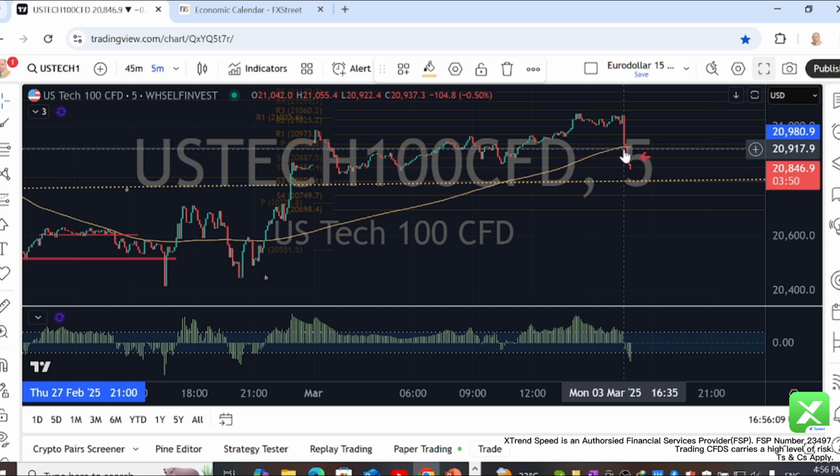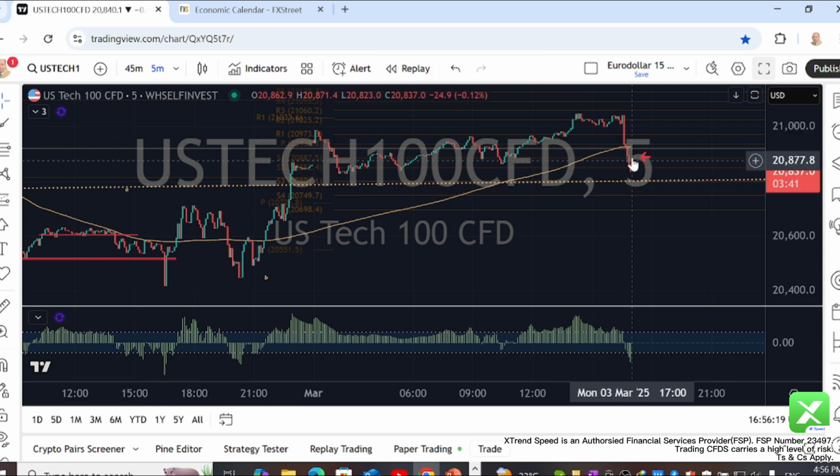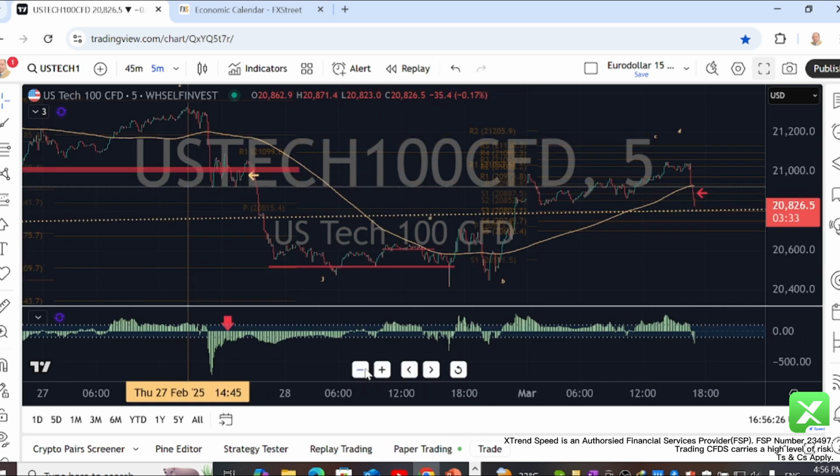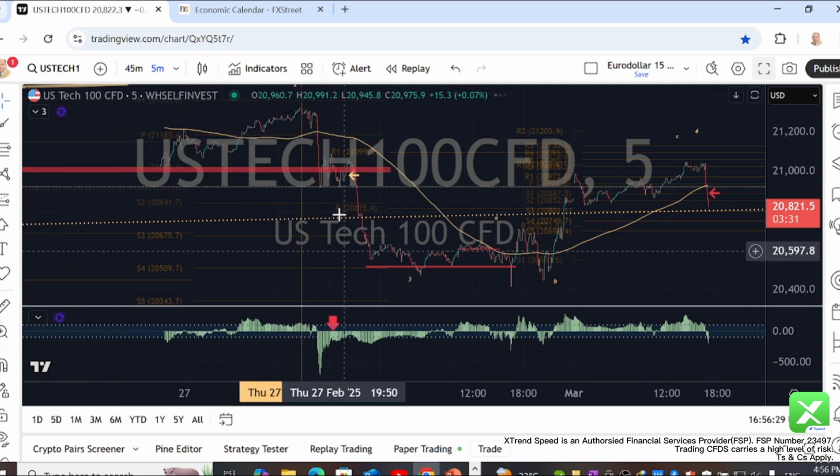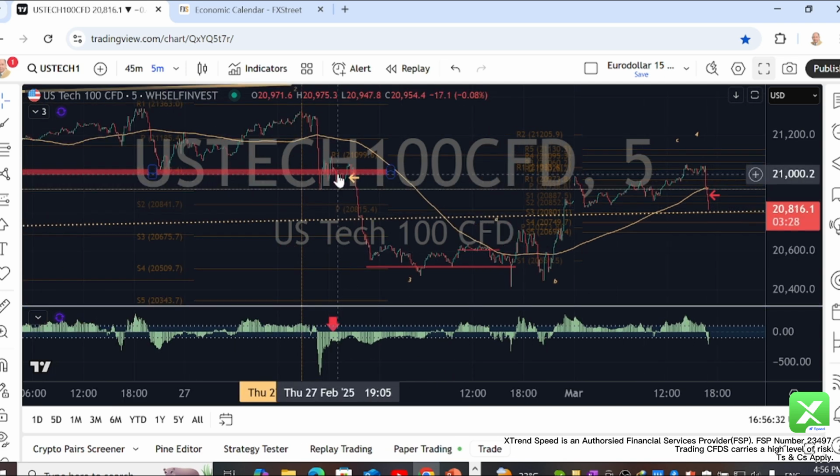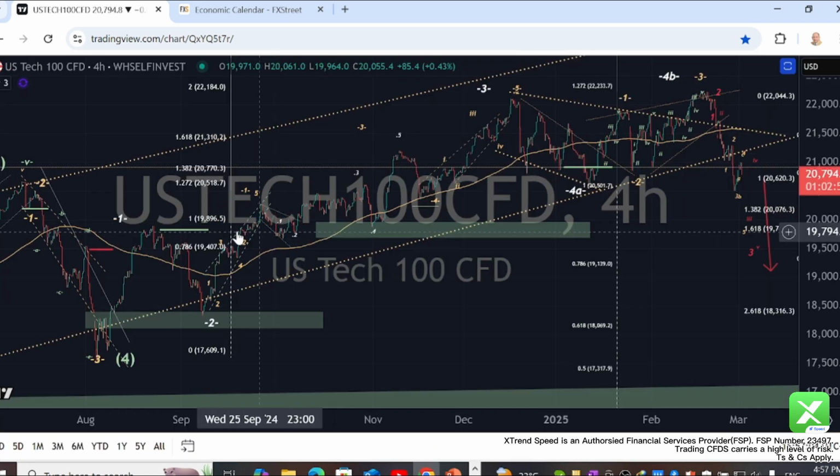So 61.8 is actually 20,900. 50 is probably 20,950. 20,880 is in the vicinity of 61.8 and 78.6. So short is 20,880. We are going to have a hedge 21,000. Target is really level 1, 19,900 and 20,000. Something like 800 or 700 points.